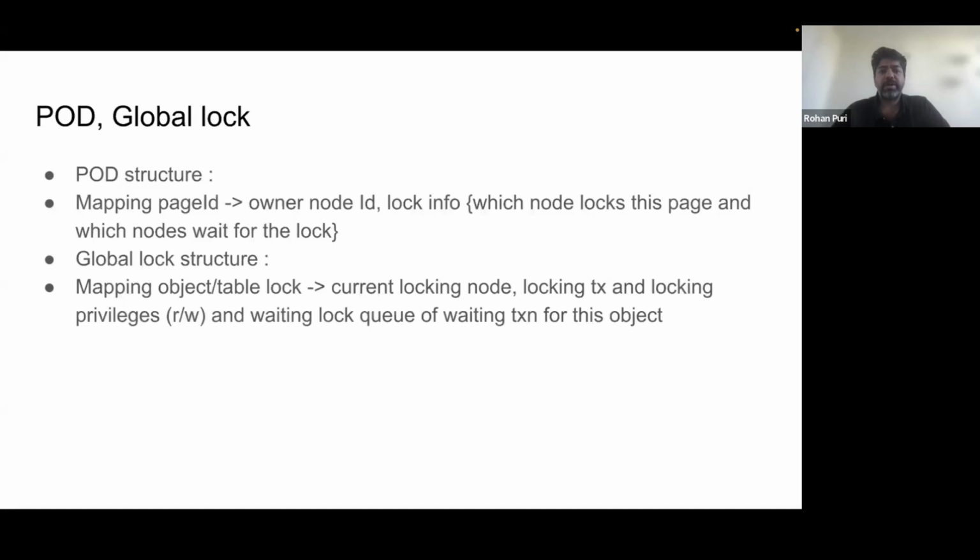So the page owner directory (POD) structure is like, you have a page ID, then you have an owner node ID, and you have lock information: which nodes lock this page, and what nodes are waiting for this lock. Similarly, you have a global lock structure that also has object or table locking information: the current node that is locking, the locking transaction ID, and locking privileges. You also have a waiting queue for all waiting transactions on this object, etc.